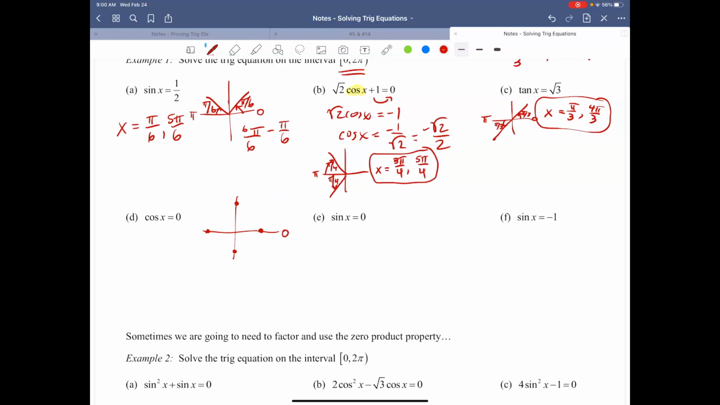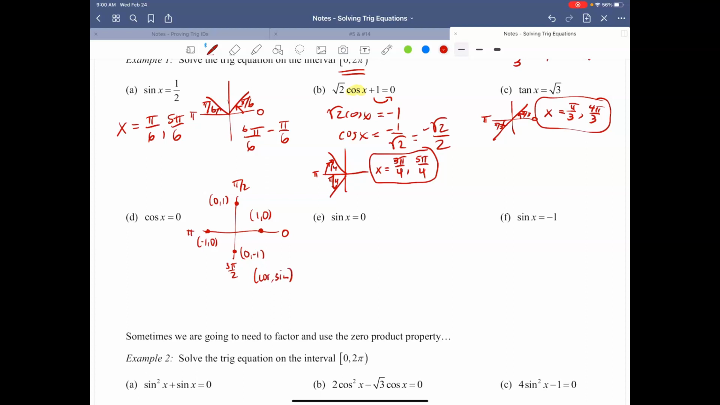0, pi over 2, pi, and 3 pi over 2. Remember that at 0, we have the ordered pair on the unit circle, (1, 0). At pi over 2, we have the ordered pair (0, 1). Here at pi, we have the ordered pair (-1, 0). And at 3 pi over 2, we have the ordered pair (0, -1). Also remember that cosine is the x-coordinate and sine is the y-coordinate.